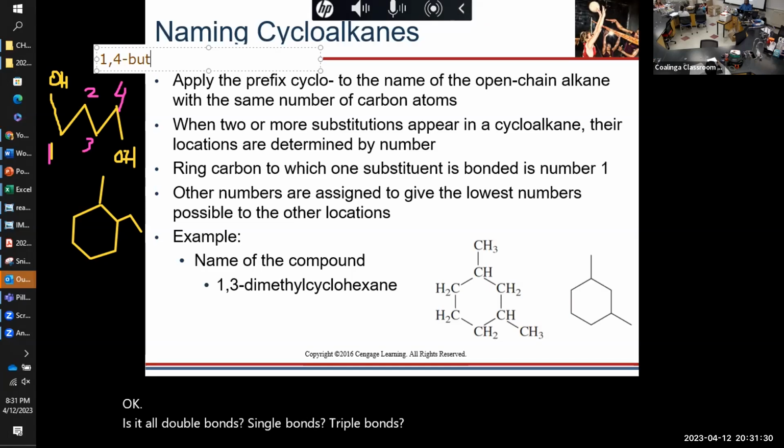Single. So we're going to go with ane, and butane. Okay, so it'll be butane. And then if there's 2, what is the prefix that we use for 2? Di. So diol. So it's 1,4-butanediol. Now, sometimes you say it written with the E. In most cases, you say it without.